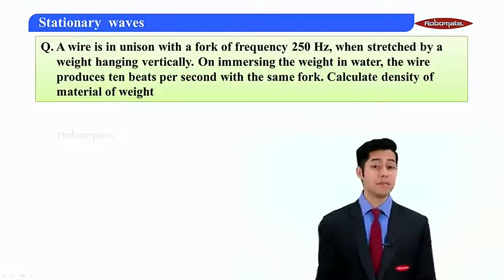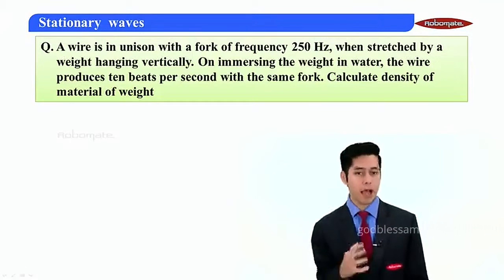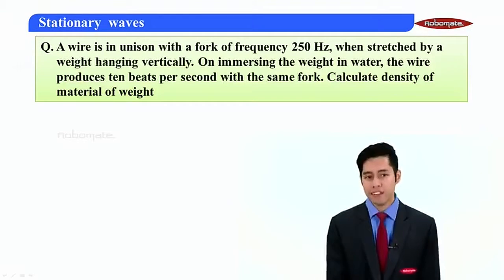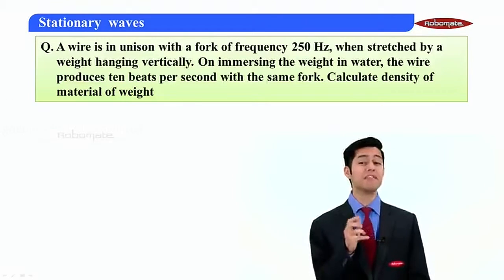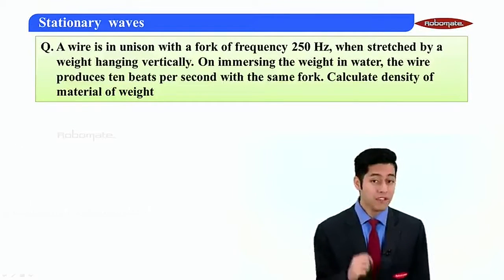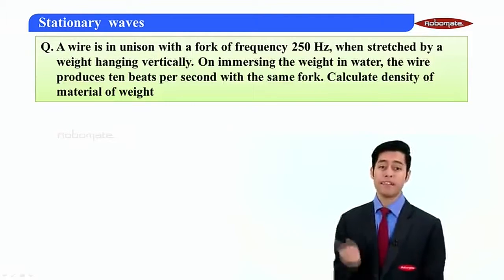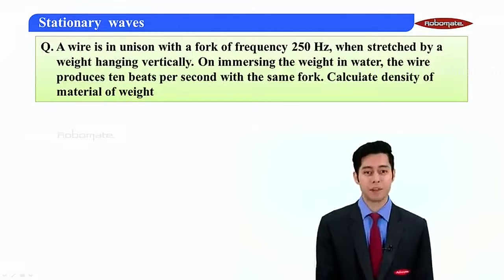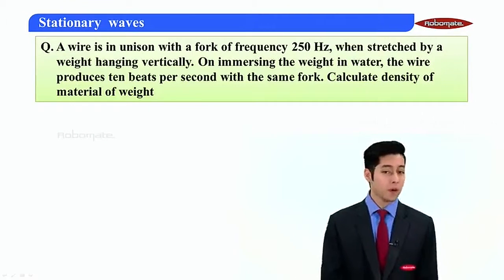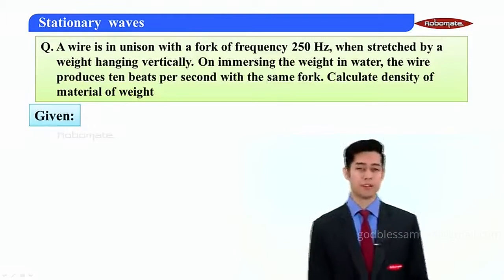Now, after immersing the weight in the water, definitely the net weight or the apparent weight will change, and due to that, there will be a certain change in the frequency. As we know, frequency depends on tension. That is why the wire produces 10 beats per second with the same fork. Now, what do I need to find out? Calculate the density of the material of the weight.